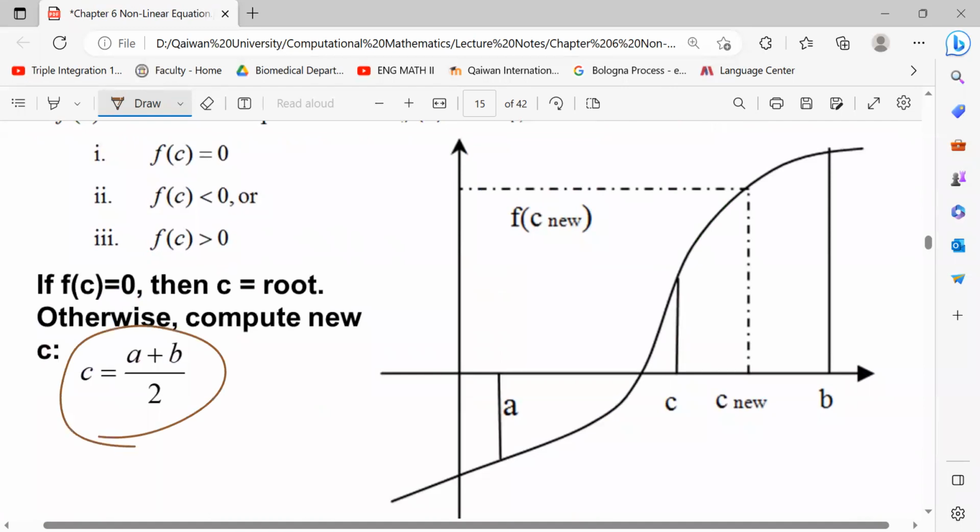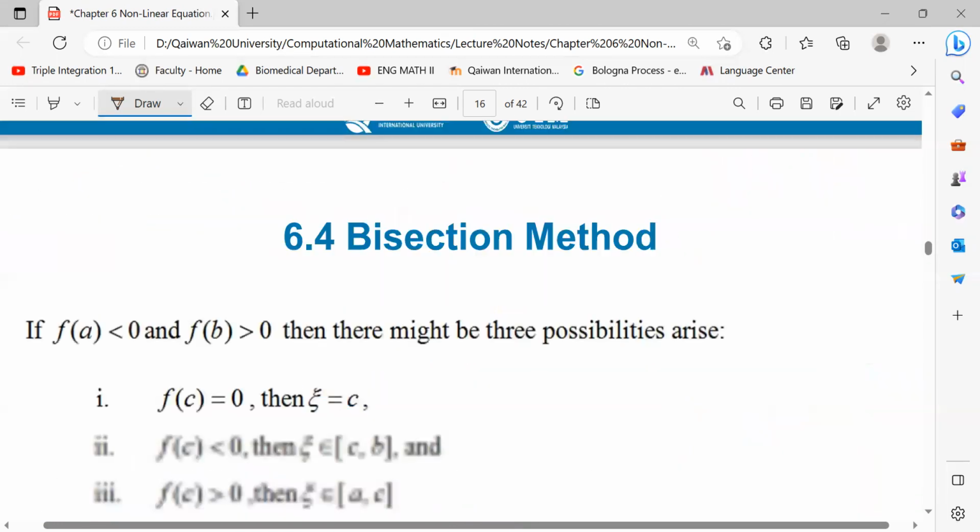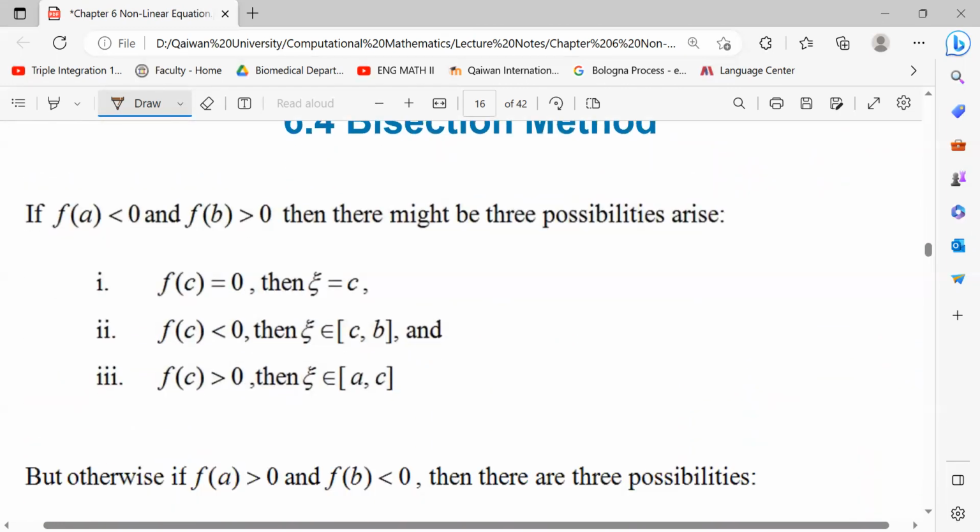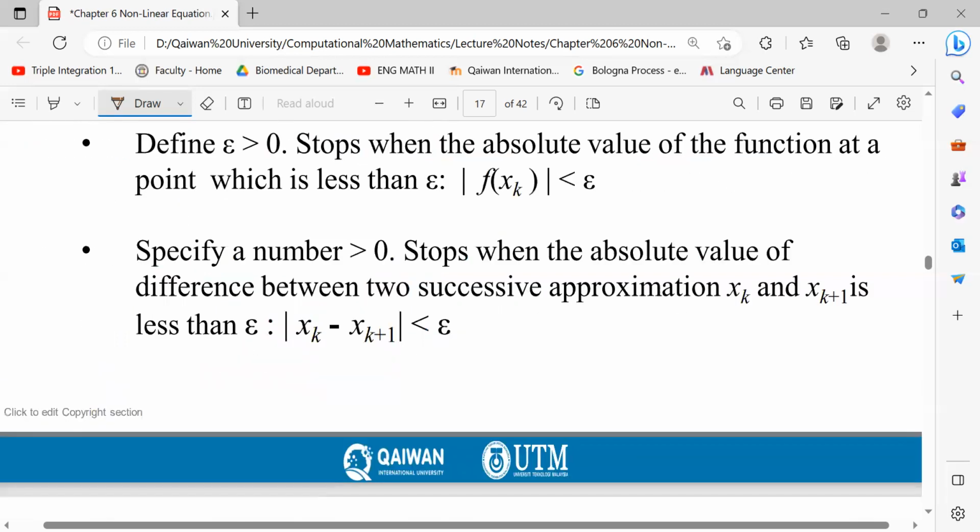Look, c is a plus b over 2. We always use this formula for finding new c. We now have examples that will be much clearer.